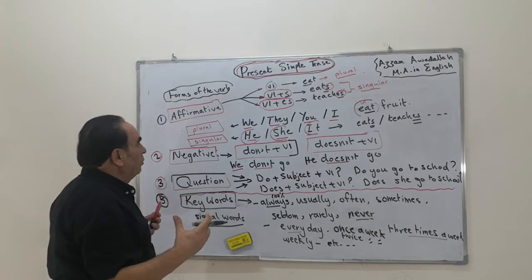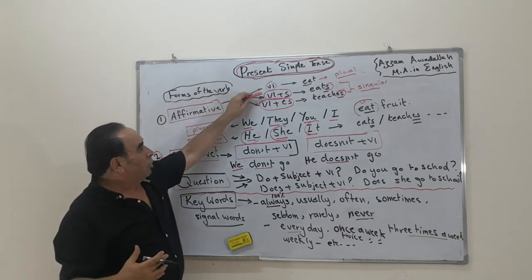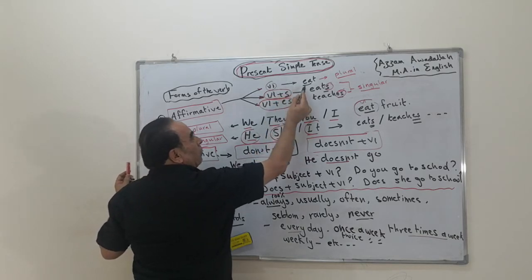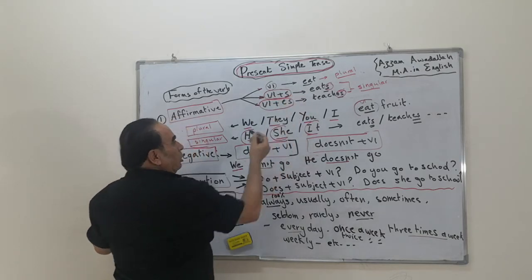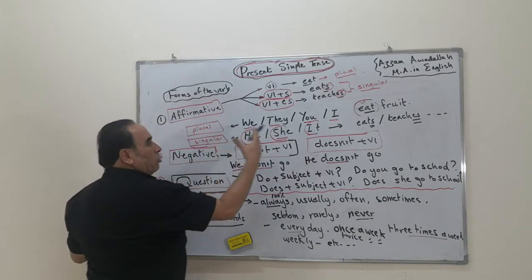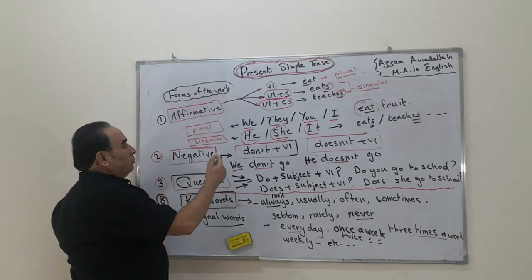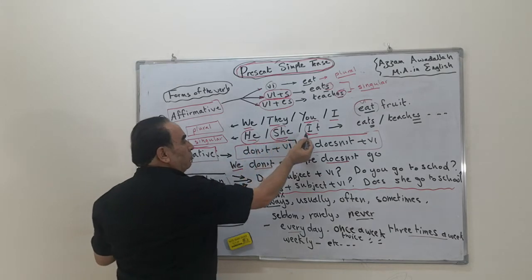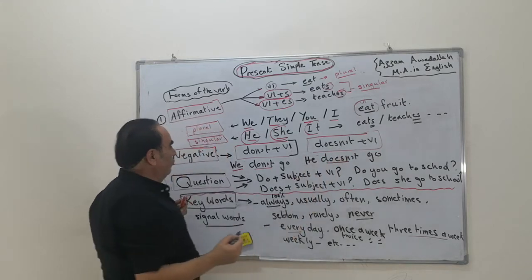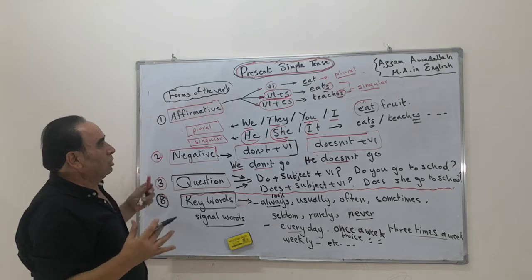So what do we have here? Again, the first form is the affirmative, and it has three forms. The first form, the base form, or verb 1, it is plural. It's used with plural nouns and pronouns: we, they, you, I eat, go, read. Then we have he, she, it, which take s or es with the verb. So we have plural and singular, and it's easy.